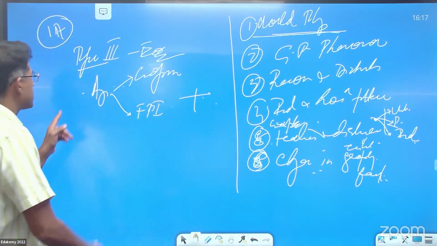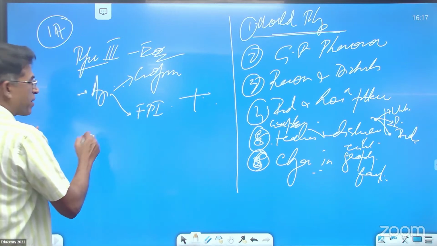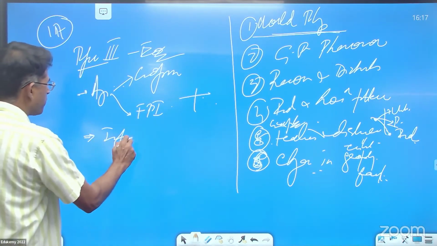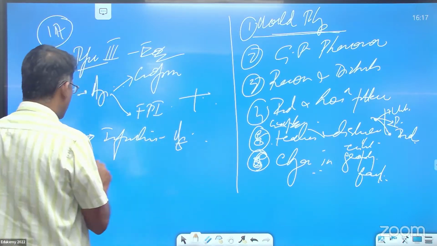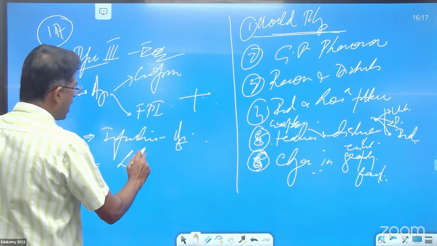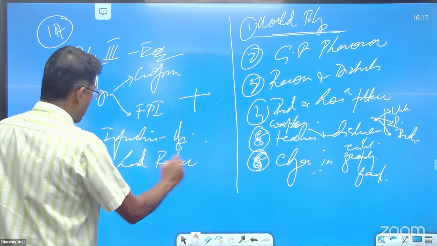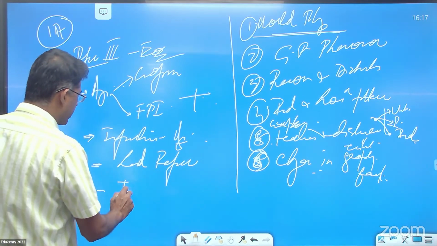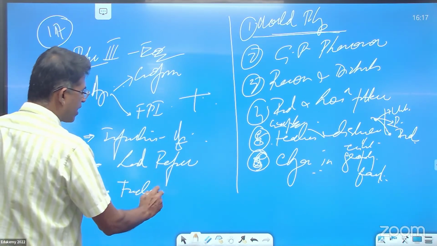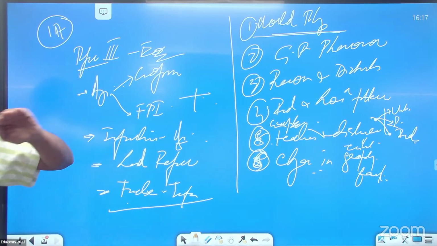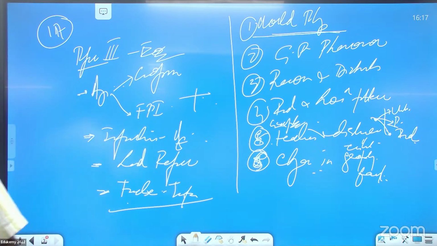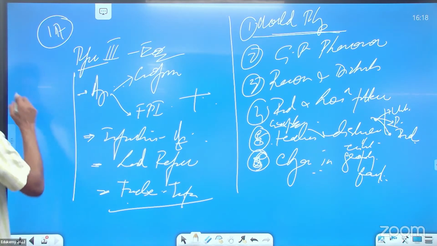There are agriculture topics. Then we have topics related to infrastructure, again agriculture infrastructure. We have topics of land reforms, and topics related to trade, trade and transport. These topics overlap with economy, which we otherwise may call geonomics.